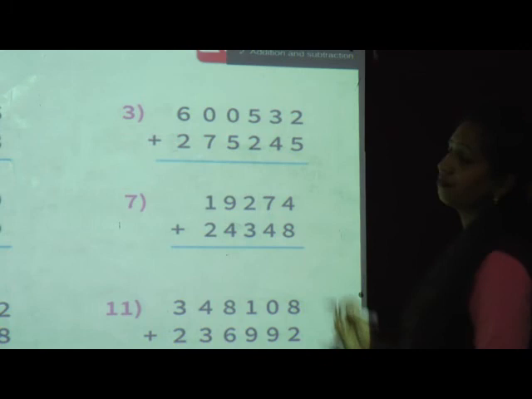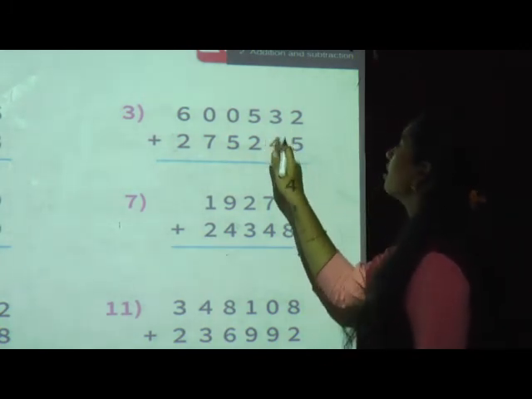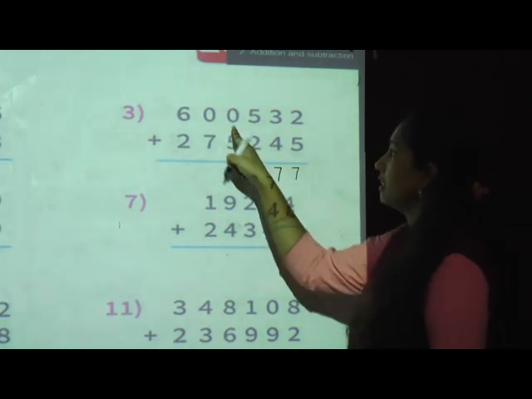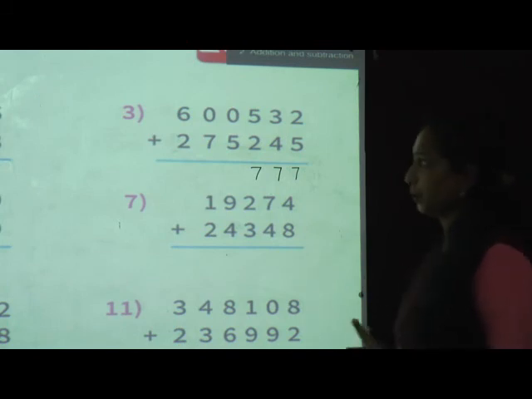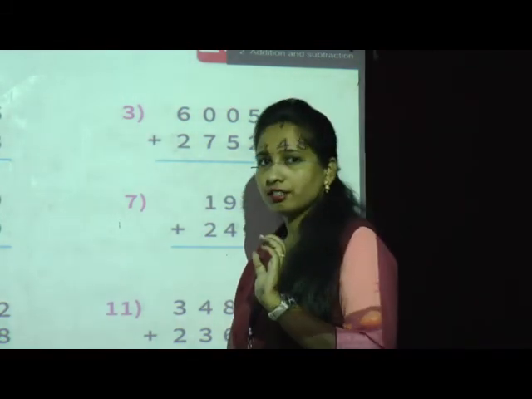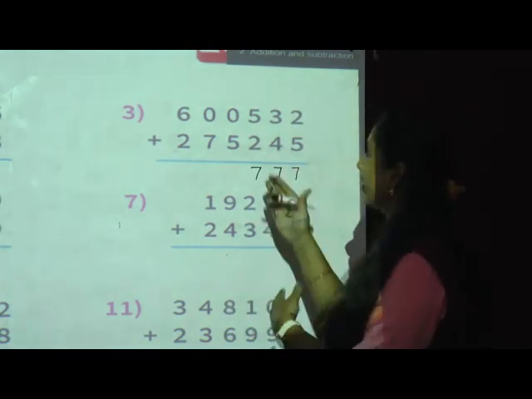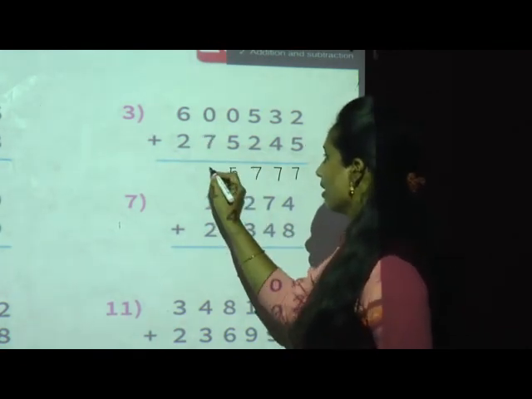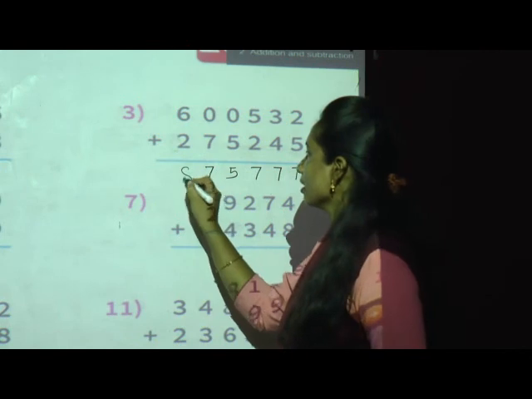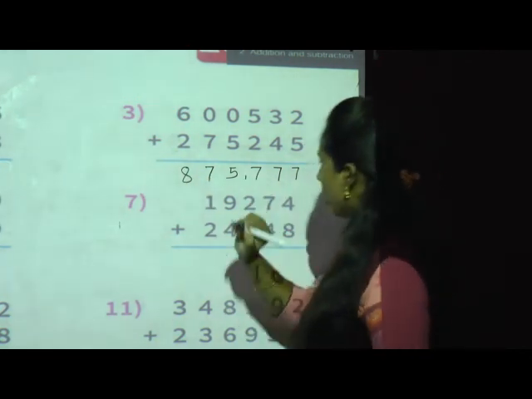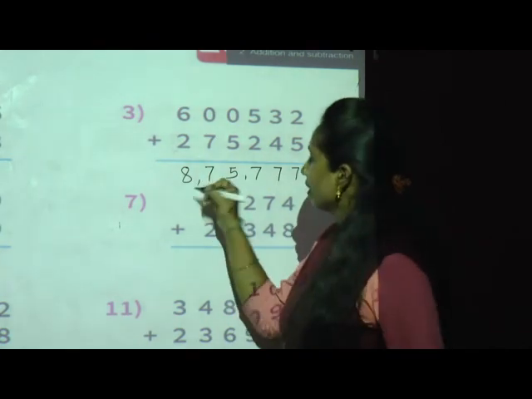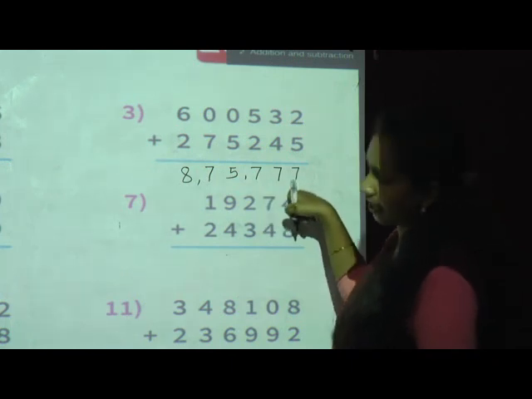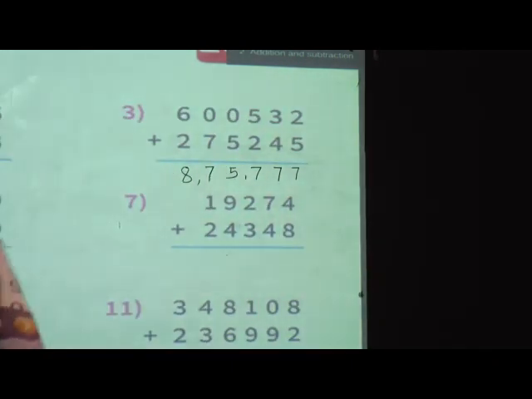Now tell me, 2 plus 5 is 7. Correct. 3 plus 4 is 7. 5 plus 2 is 7. 0 plus 5: as I told you, whenever we add any number to 0, we get the number itself. So 0 plus 5 is 5, 0 plus 7 is 7, 6 plus 2 is 8. In the Indian system, we give a comma after 3 digits from the left side and then after 2 digits. The answer is 8,75,777. Got it? Very easy.